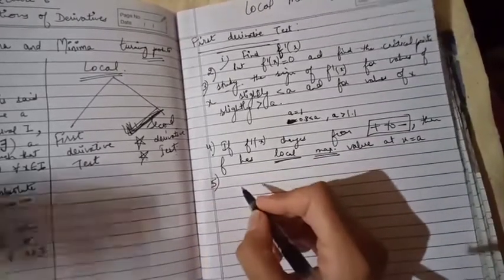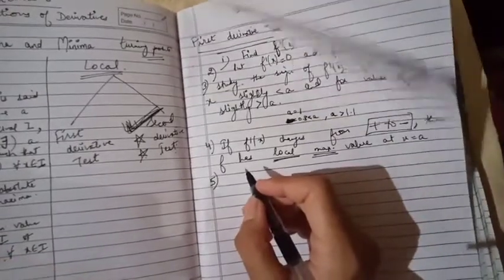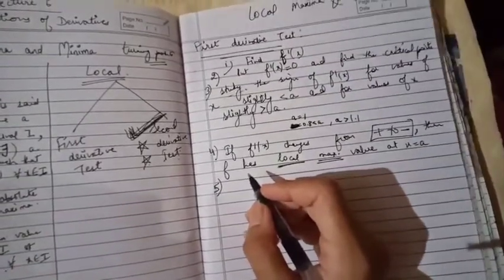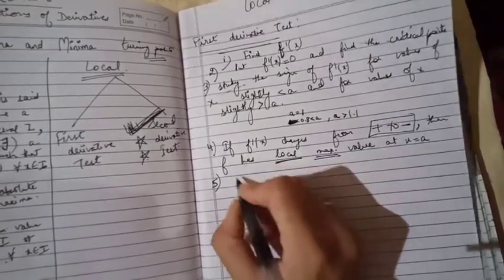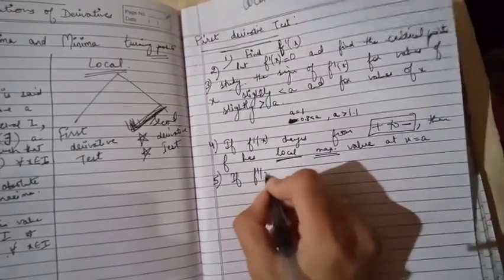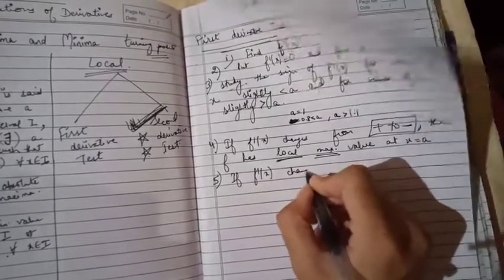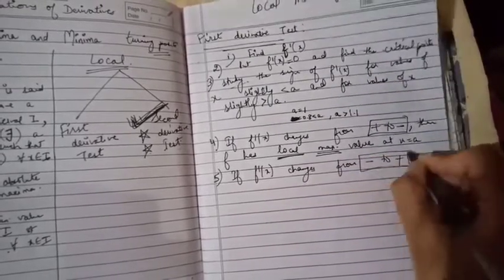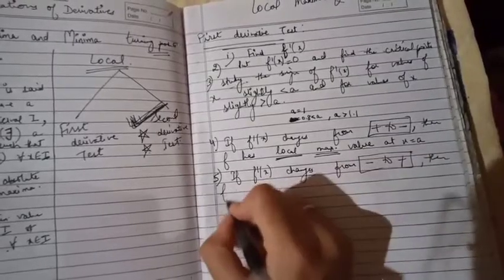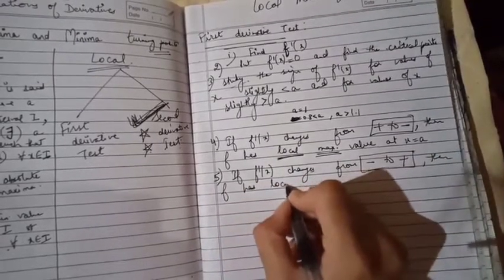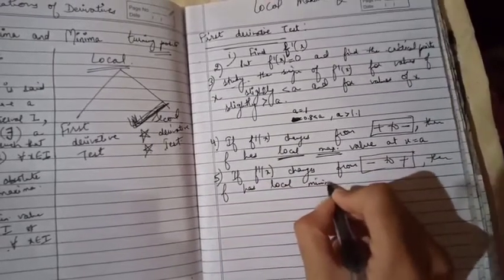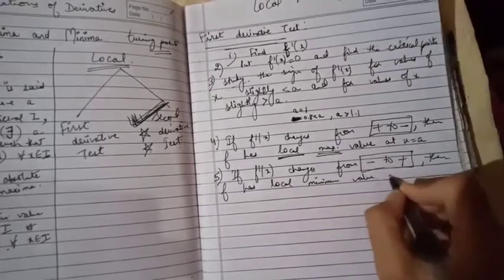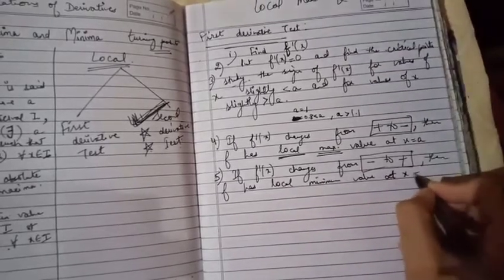And on the contrary, if the sign changes from negative to positive, we can say that f has a local minimum value at a. If f dash x changes from negative to positive, then f has a local minimum value at x equal to a.